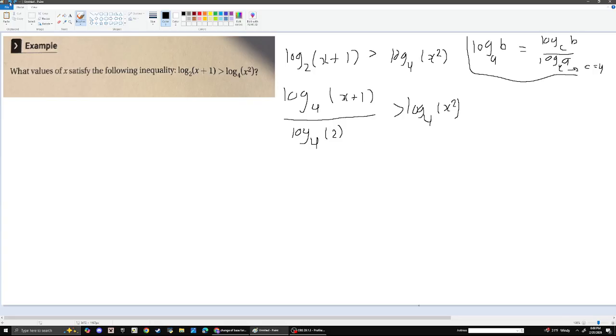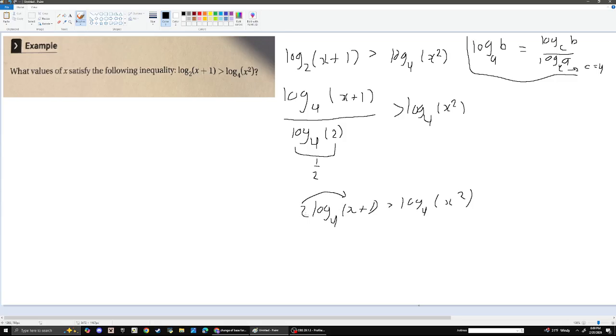So we can change this, because this is 1/2. What we get is 2 log base 4 of x plus 1 is greater than the log base 4 of x squared, okay? Now, notice that we're multiplying this 2 out here. What we want to do is raise both sides to the power 4 to get rid of that, but before we can do that, we really want to get this 2 inside here, right?